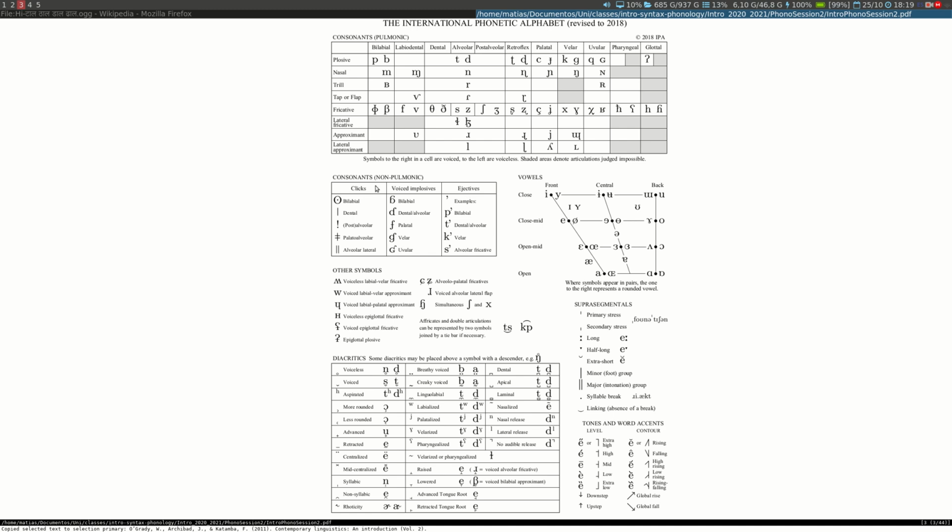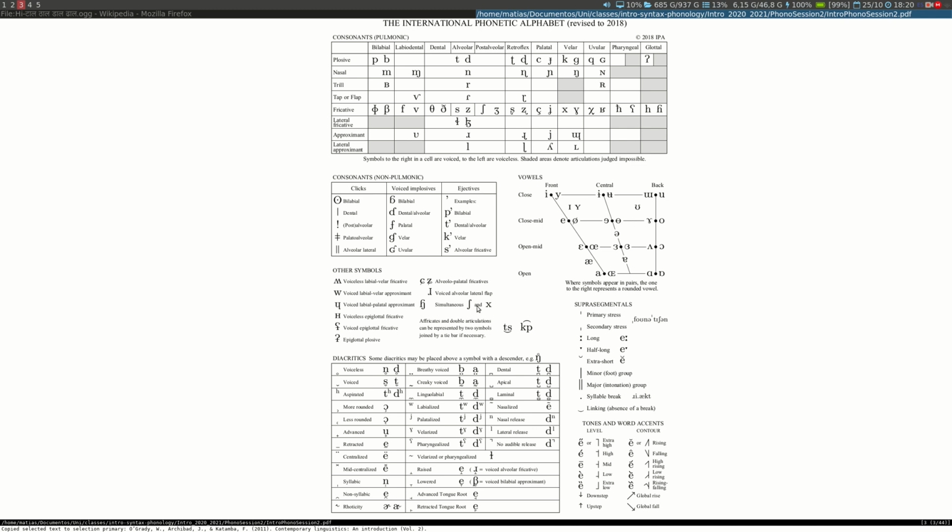Then here you have some additional symbols which don't quite fit in here because these are non-pulmonic. So as I mentioned last session, pulmonic consonants are the most common ones, but you also have non-pulmonics. You have clicks, voiced implosives, and ejectives. There are some additional symbols which don't quite fit anywhere. We will discuss this to a certain extent, or at least I will mention them.